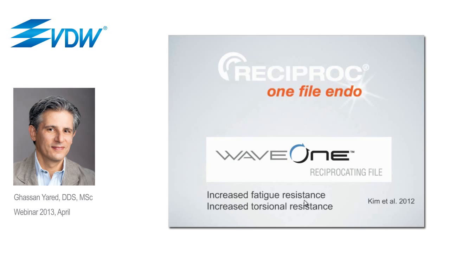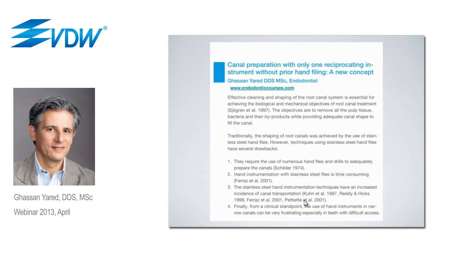Now these instruments were much better than the F2 ProTaper. We know from research that was done recently that these instruments have an increased fatigue resistance and an increased torsional resistance. This was the first paper that I published online on the canal preparation with single file reciprocation without a glide path. You can download it on the link that you see there, endodonticcourses.com.